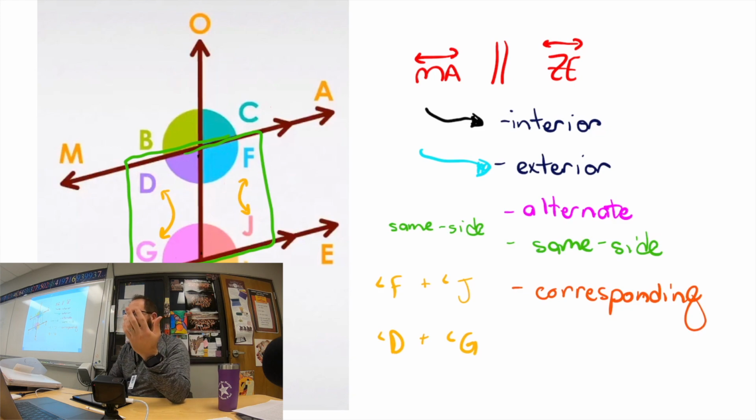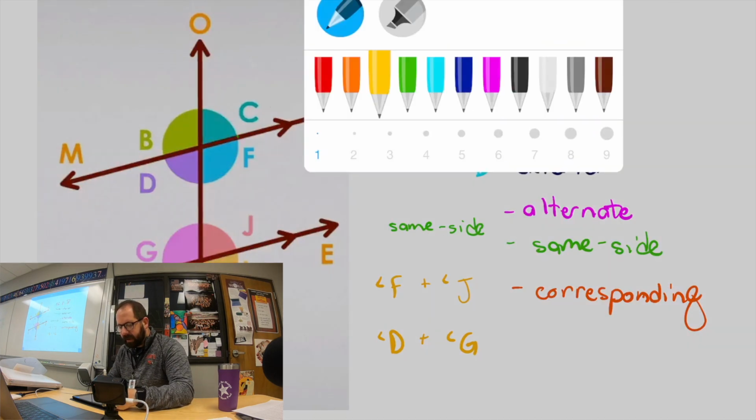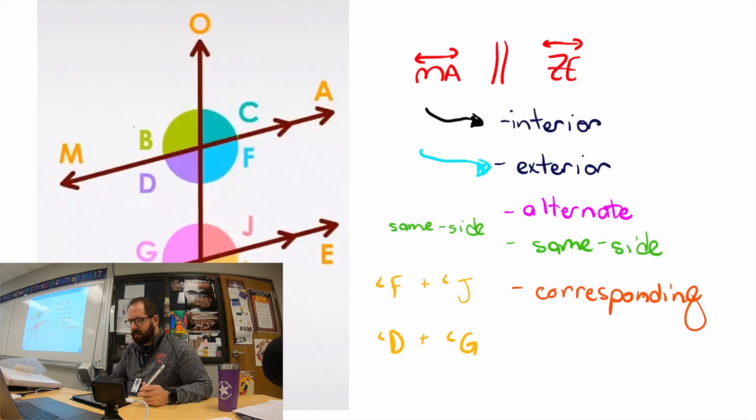And we could also do same side exterior. So if we want to talk about the exterior angles, I'll circle these maybe in black. Same side exterior would be like these two: B and K, or C and L. They're on the exterior. They're on the same side of the transversal. Again, it matters which way this is tilted. All right, last one here.